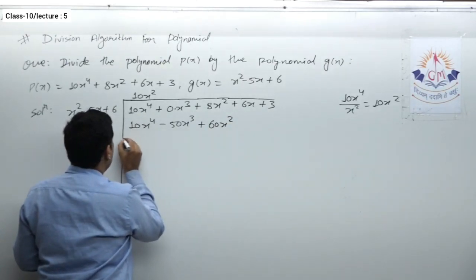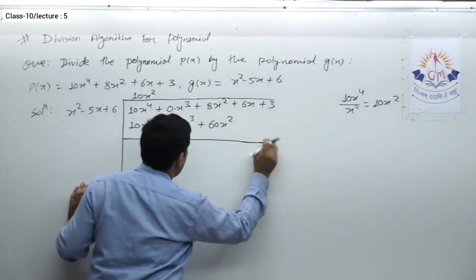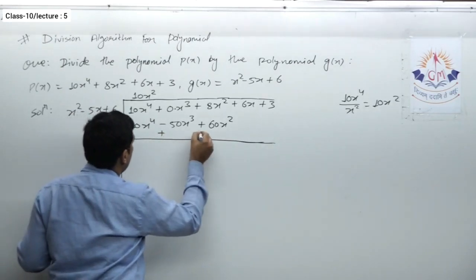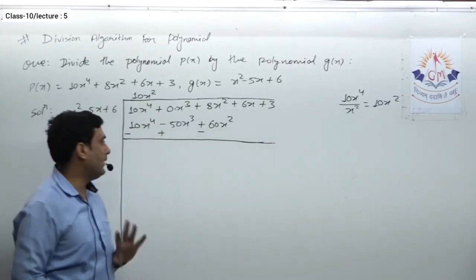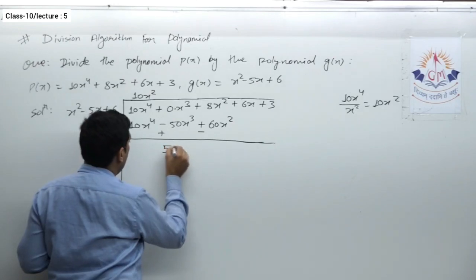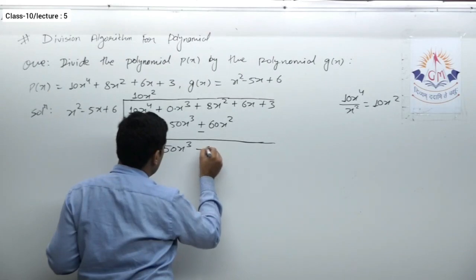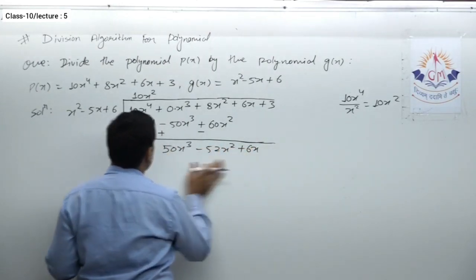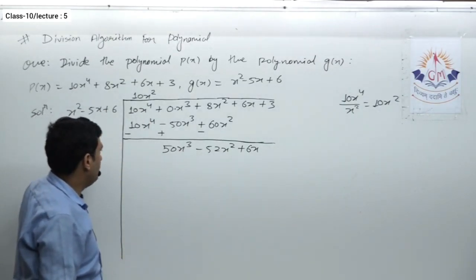Now here I will subtract. Here it will be minus sign, here plus sign, here again minus sign. So plus 10x raised to 4 minus 10x raised to 4 will cancel out. 0x cube plus 50x cube is definitely 50x cube only. 8x square minus 60x square gives minus 52x square, and plus 6x, as there must be three terms because there are three terms in the divisor polynomial as well.